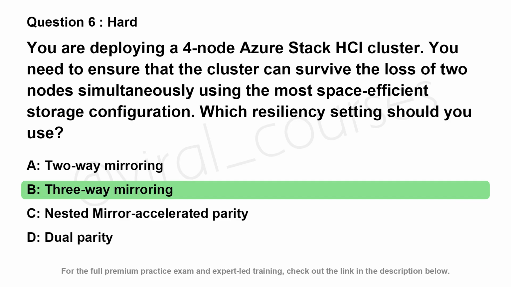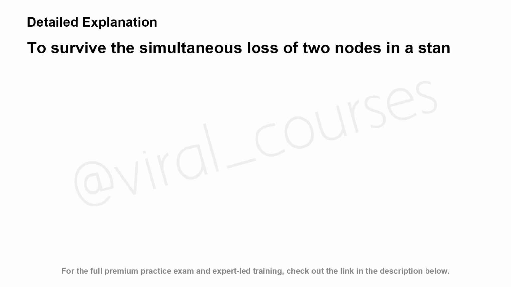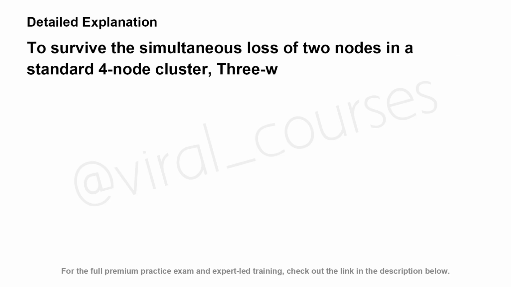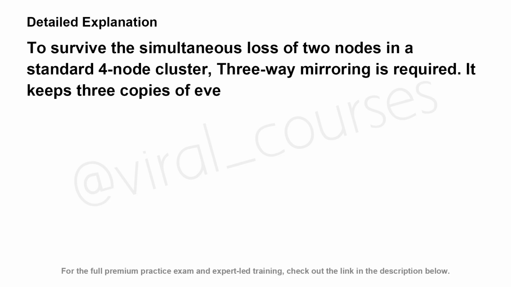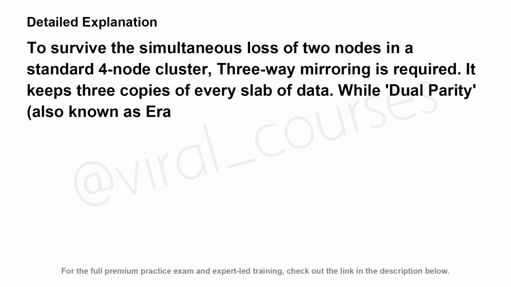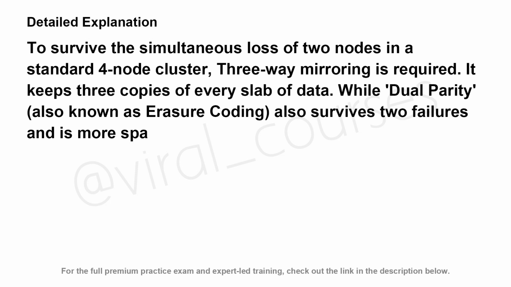The correct answer is B. To survive the simultaneous loss of 2 nodes in a standard 4-node cluster, 3-way mirroring is required. It keeps 3 copies of every slab of data, while dual parity, also known as erasure coding, also survives 2 failures and is more space efficient than mirroring.